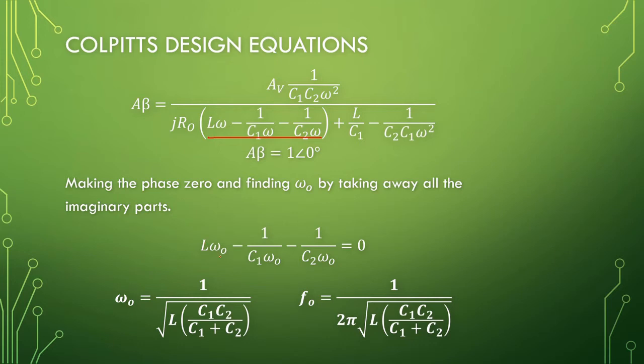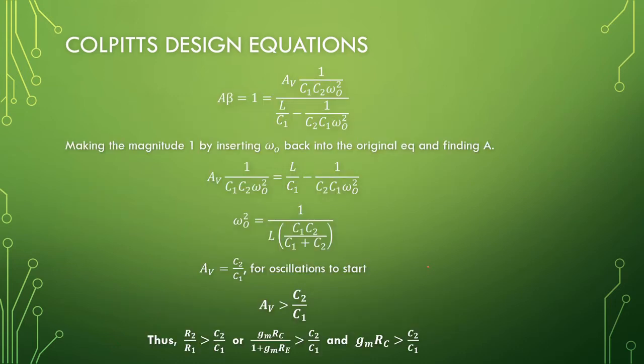So L omega 0 minus 1 over capacitor 1, 1 over capacitor 2, and we are left with 1 over L C1 C2 over C1 plus C2, and we take the square root of that. Okay, so that is our resonant frequency. So this whole term will disappear, and we need to basically add our omega squares in when we're trying to find what our gain should be.